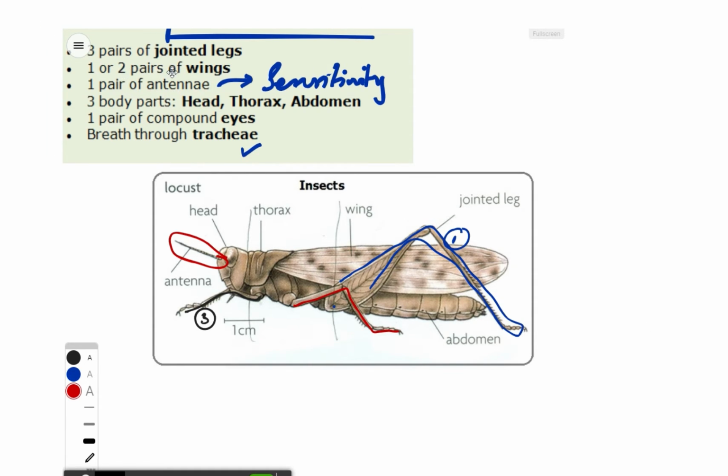We did it. 1 to 2 pairs of wings. Then 3 body parts. Their body is divided into 3 parts. You could say head. First of all, head. So this is your head area, correct? This is my head area. And then thorax and abdomen.